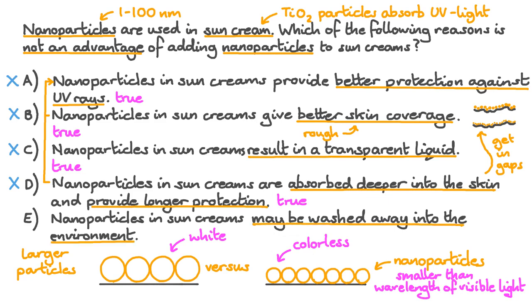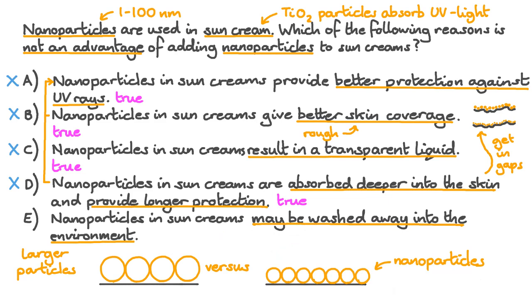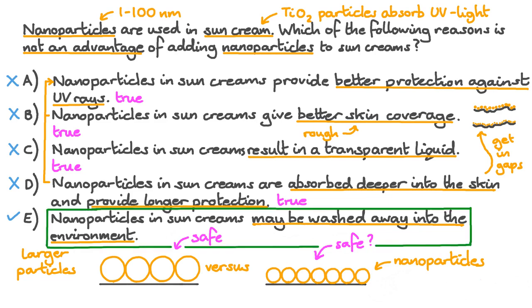This leaves us with the final suggestion that nanoparticles in sun creams may be washed away into the environment. On first glance, this does look like an advantage. You don't want to have sun cream caked to your skin after you come home from the beach. However, while large particles of titanium dioxide are considered safe, it's not been proven that nanoparticles are safe in all situations. It may be that we find it damages the environment in ways we haven't yet understood. So, until we know better, we should be wary about putting nanoparticles into the environment.